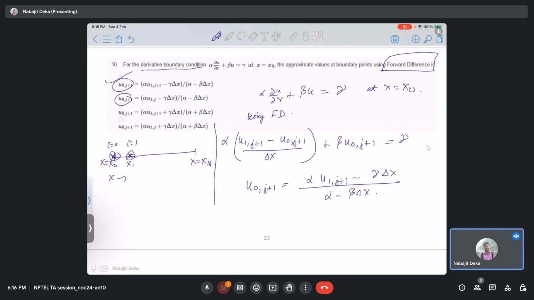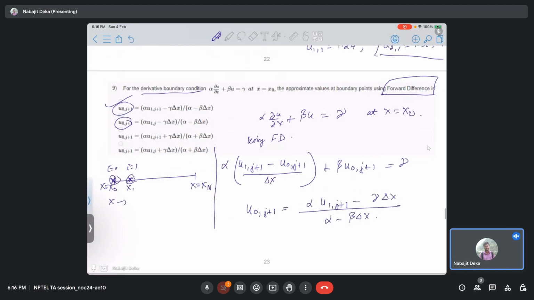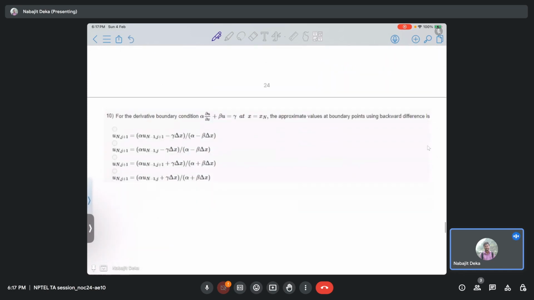So in a problem, if we have a derivative boundary condition also, that boundary condition depends on how we use forward difference or backward difference. Since this is at the initial point, and we know at I equal to 1, it's preferable that we use a forward difference. Sometimes if it is at x equal to xn, we know the value at x equal to xn minus 1, so for that we have to use the backward difference. I think that is being asked in the second question also.